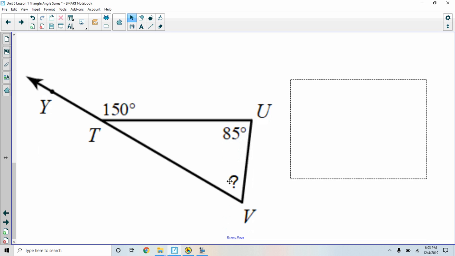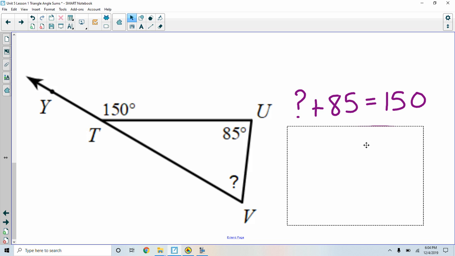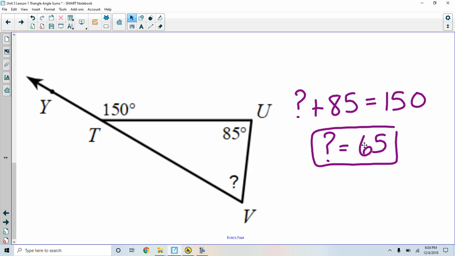Same idea here. I know 2 interior angles, and I know the exterior angle located at the other vertex, the third vertex. So I can write that equation. Add the 2 interiors, should be equal to that exterior angle, and solve to find that interior angle at vertex V is 65 degrees.